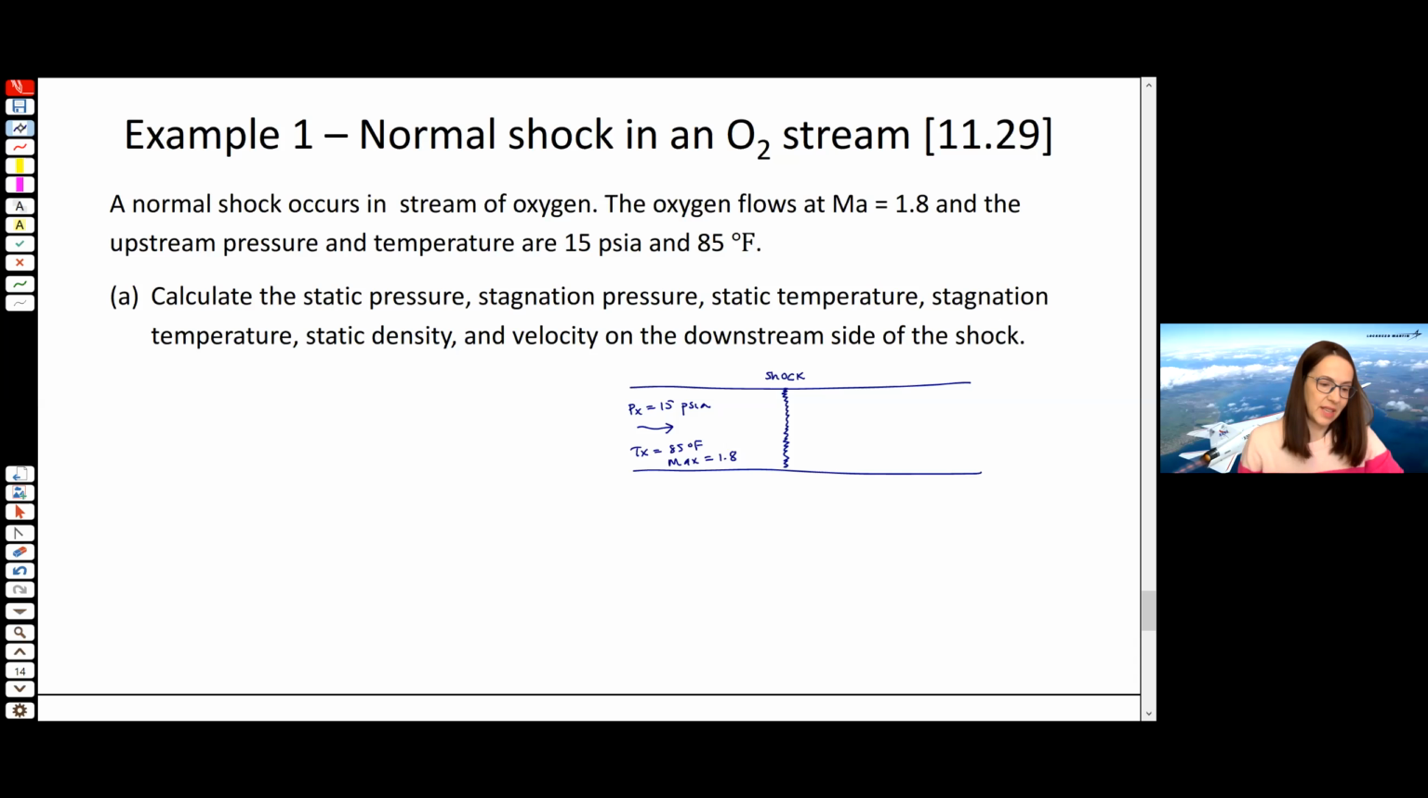So T sub X is 85 degrees Fahrenheit. We, of course, need to convert that to Rankine, right? So we get 545 degrees Rankine for oxygen at standard conditions, or at any conditions, as long as we can assume it's an ideal gas. We have that K is equal to 1.4. That comes from table 1.7.